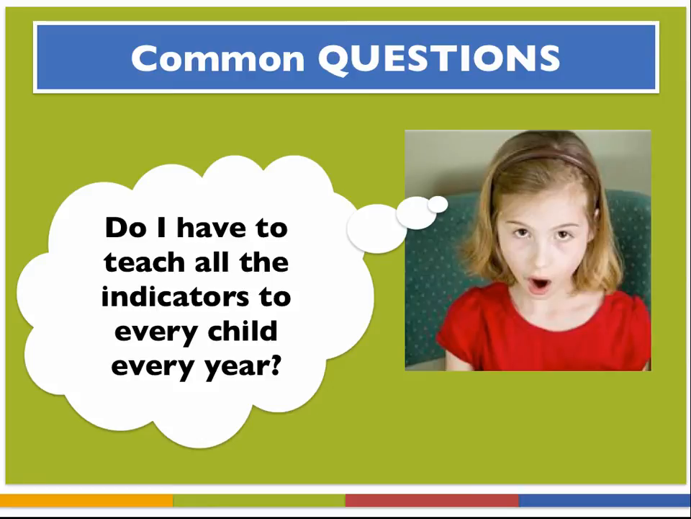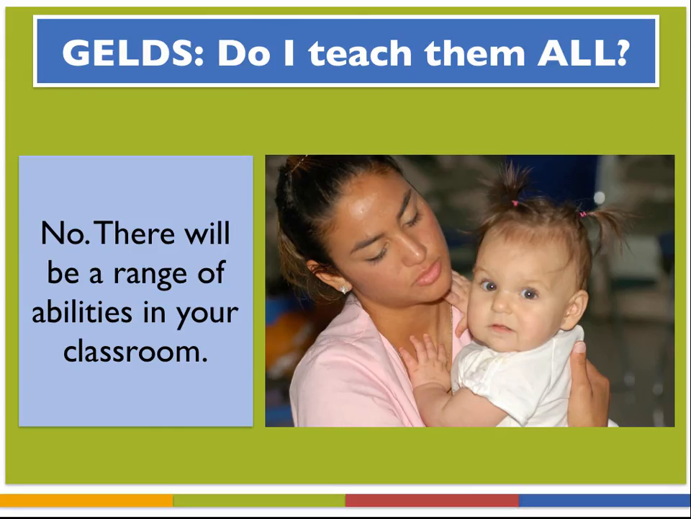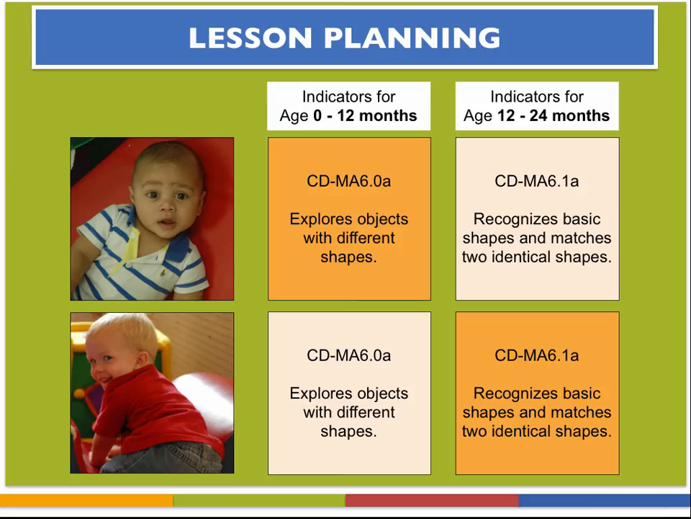Before we end, let's look at some common questions teachers have. Do I teach all of the indicators to every child every year? No. In a typical classroom, you may have children that are quite young, but you may have infants that are 15 or 16 months old. Use the indicators that are appropriate for each child. You may use an infant indicator and a 1-year-old indicator with certain activities to meet the needs of the children. Remember the example from the beginning of the podcast that shows the developmental progression of the GELDS. Use the indicators that are appropriate for each child.